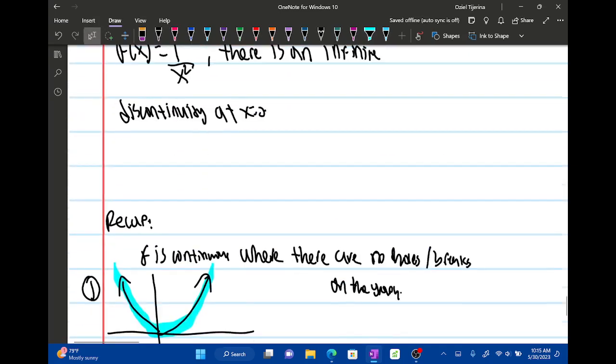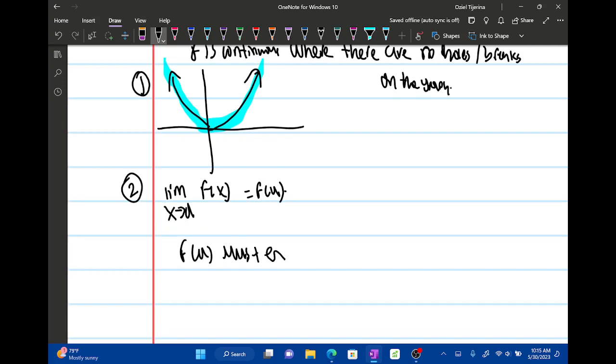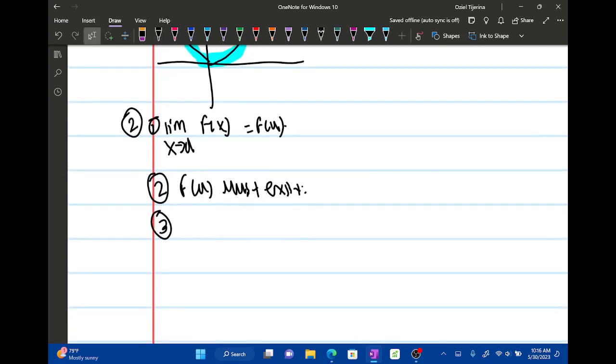Number two, we also discussed the three conditions to be met. In order for it to be continuous, the limit as x approaches a of f of x has to equal f of a, and f of a must exist. And number three is that the limit as x approaches a of f of x must exist as well. That was another thing that we discussed.